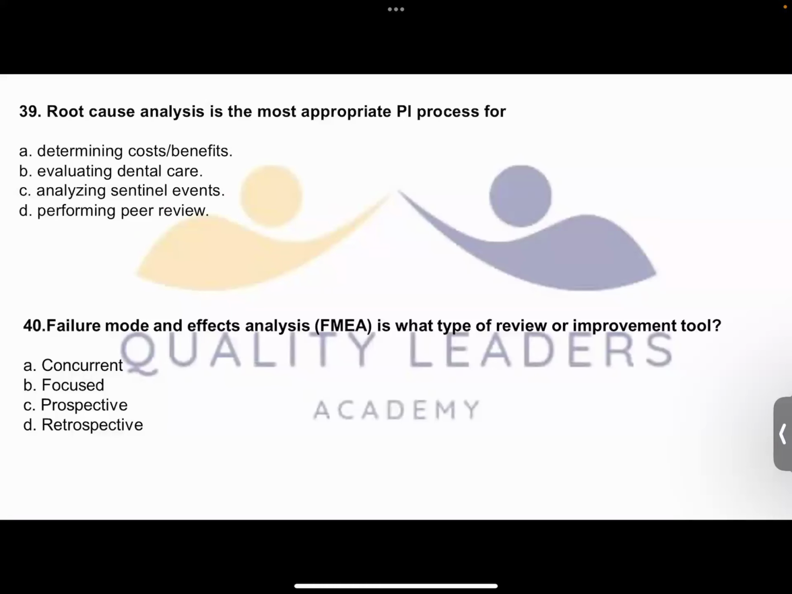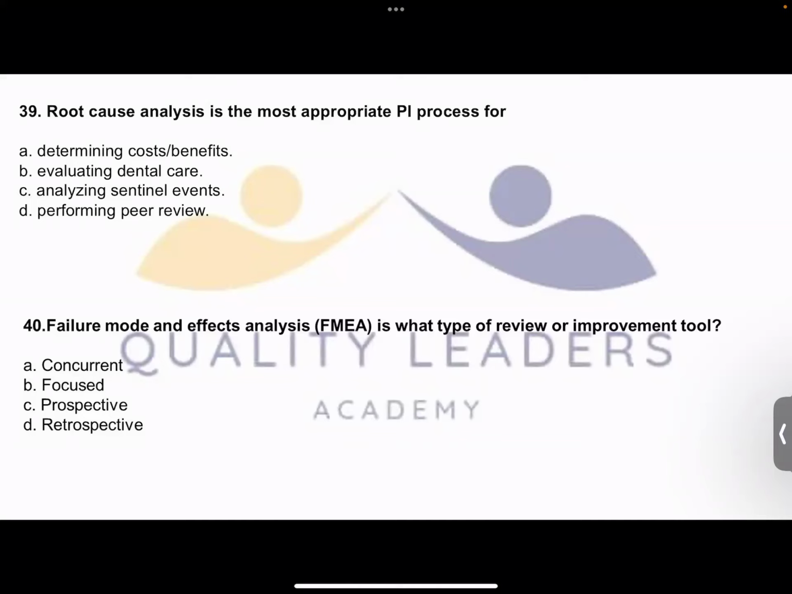RCA is a systemic process used to identify the underlying causes of sentinel events, like the unexpected incidents that result in death or serious physical or psychological injury. The goal of RCA is to prevent recurrence by addressing systemic issues rather than assigning blame to individuals.